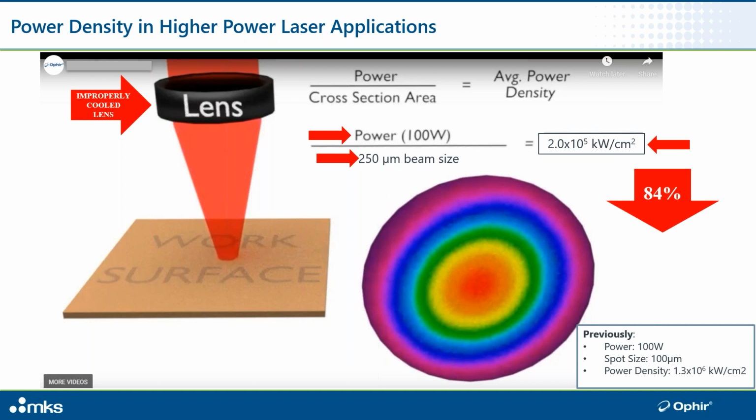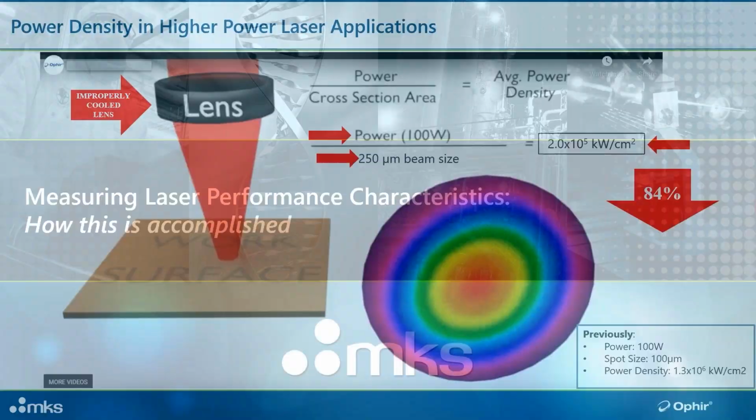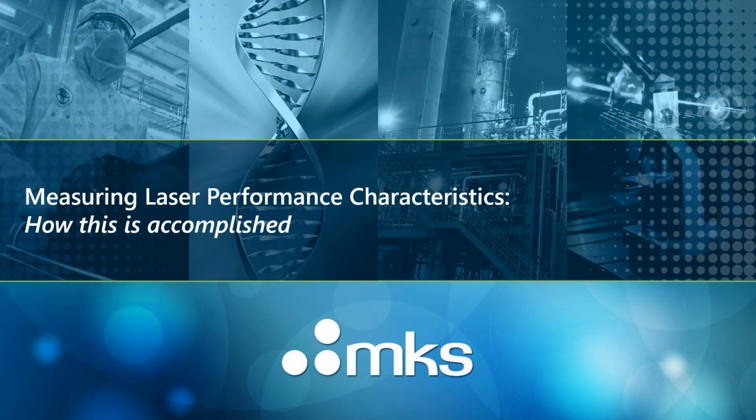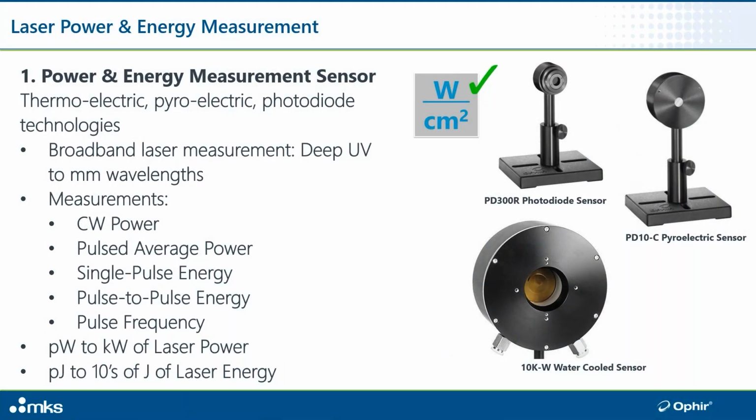I mean, that is huge. Just that small change in the beam size, that small drift in the location of the beam, is going to yield a much lower power density, and that is definitely going to affect your process. Okay, so let's talk about how to measure laser power density.